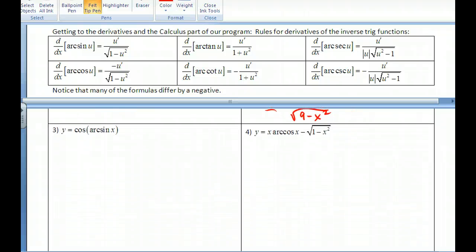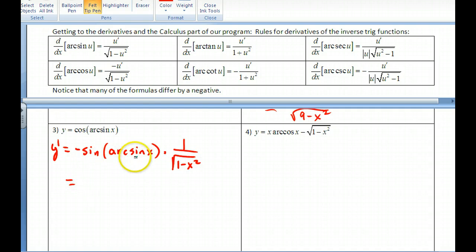And now here's one of those composition ones. There's 2 ways to do this. Let's do it as it is. Y prime, derivative of the outside function. Derivative of the cosine is negative sine. Leave the inside alone. And then chain. So if I take the derivative of the arc sine, it would just be 1 over the square root of 1 minus x squared. But what is the sine of arc sine? Oh, that's going to be x, and so I'm going to be left with negative x over the square root of 1 minus x squared. We may have a few domain issues there that we're ignoring, but we'll just run with this.